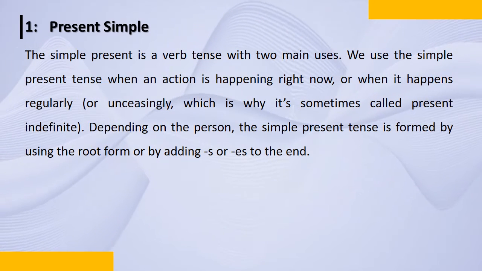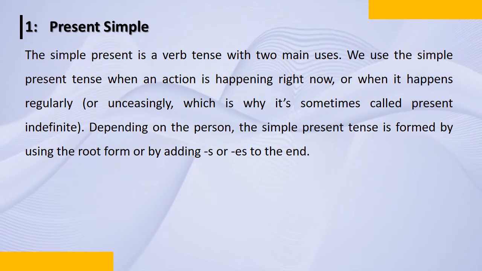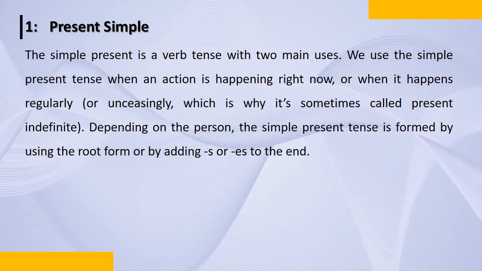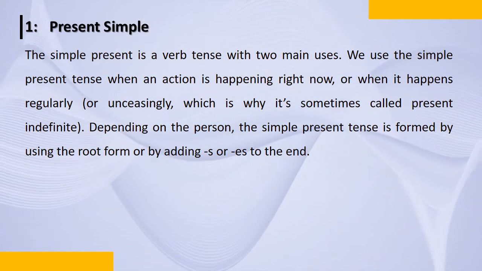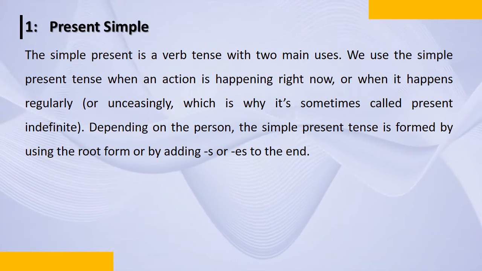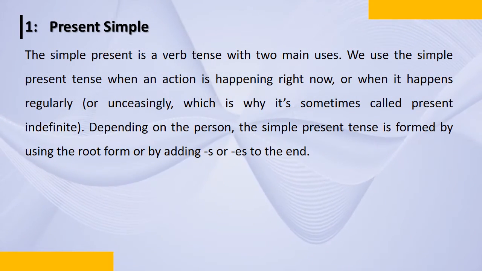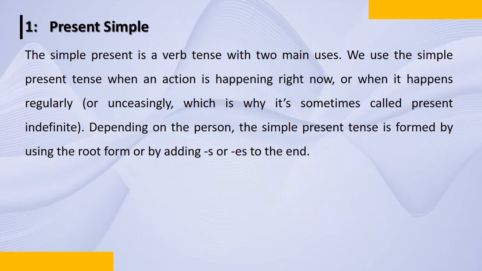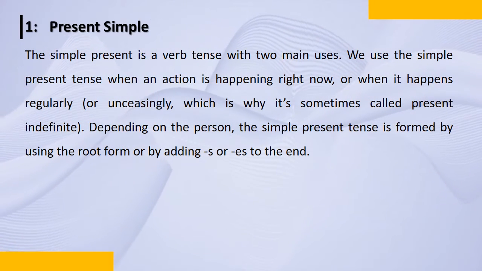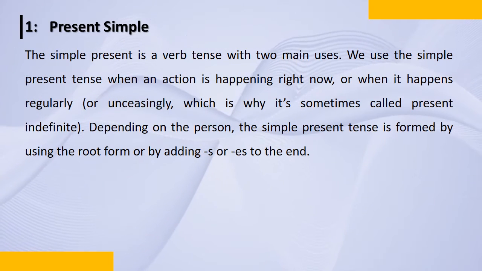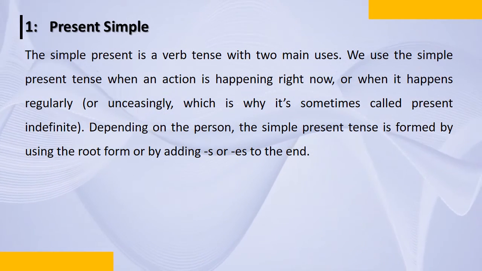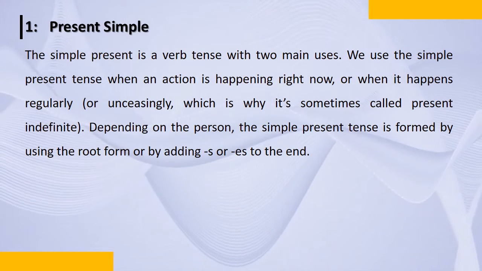Two main uses. One is which is happening now, or which is happening regularly. On a regular basis, you do it every day. Then it becomes a present simple tense. And depending on the person, the first person, the second person, and the third person, we add s or es. Now let us see some examples.